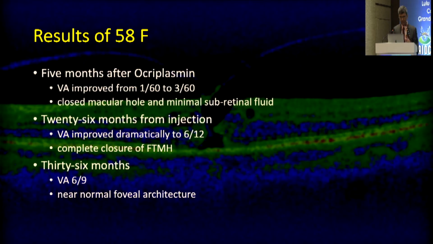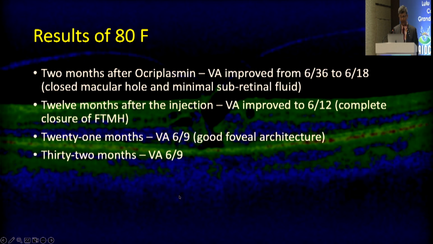So just to summarize, for the first lady, 5 months after ocriplasmin, vision had improved only to 3/60. The macular hole was closed, but there was minimal subretinal fluid. At 26 months from the injection, it dramatically improved to 6/12, with complete closure and elimination of the subretinal fluid. At 36 months, there was further improvement, with near-normal foveal architecture.